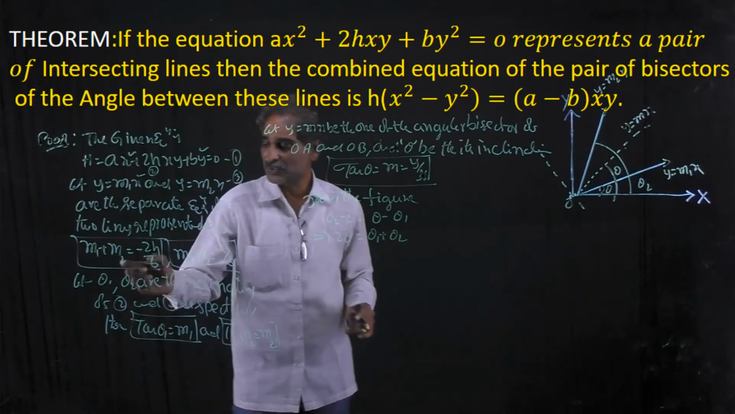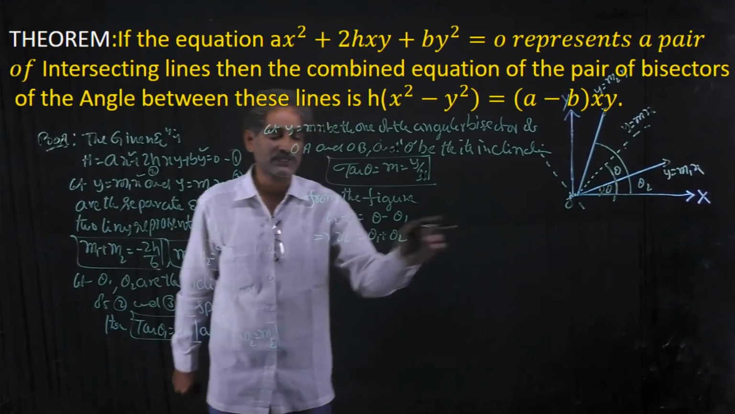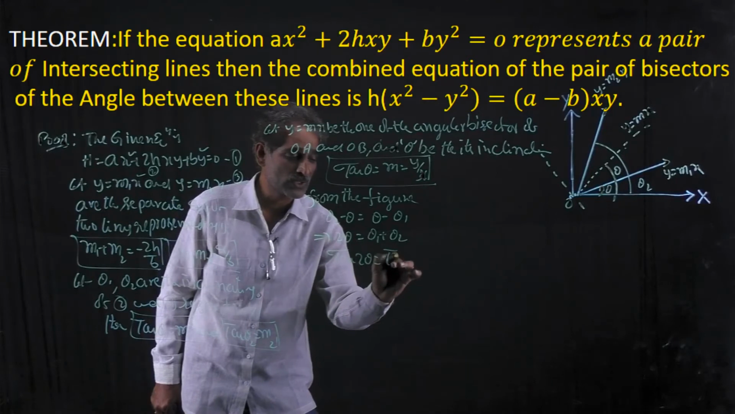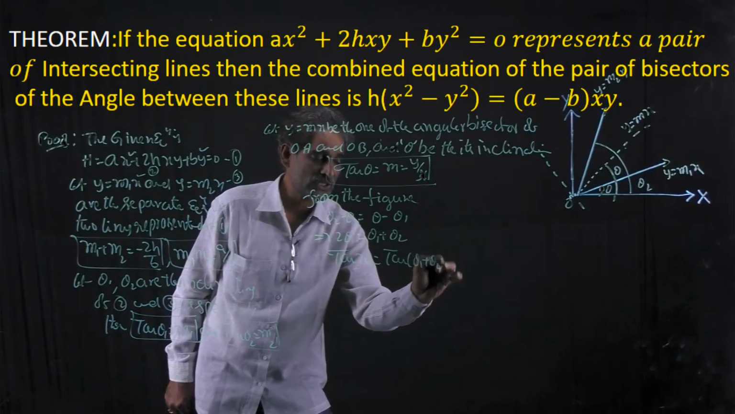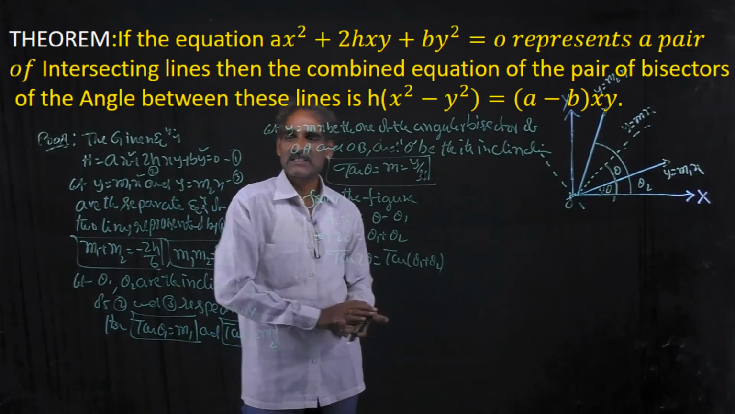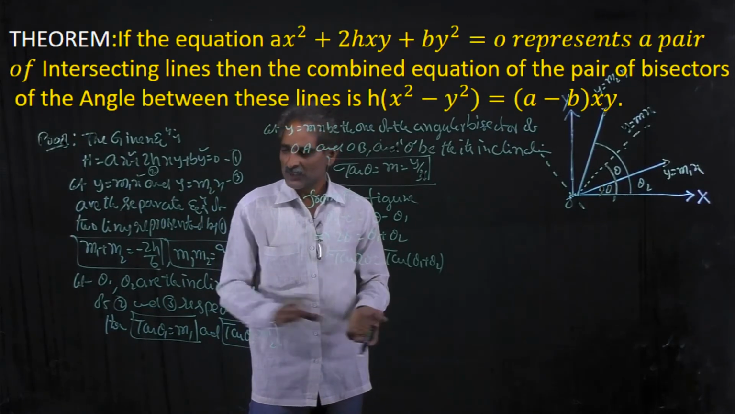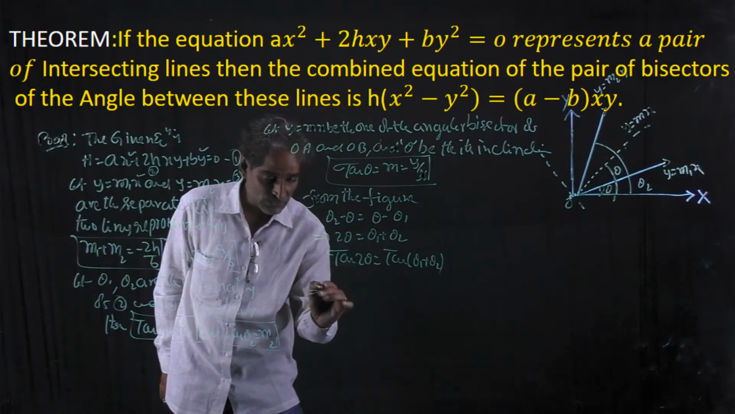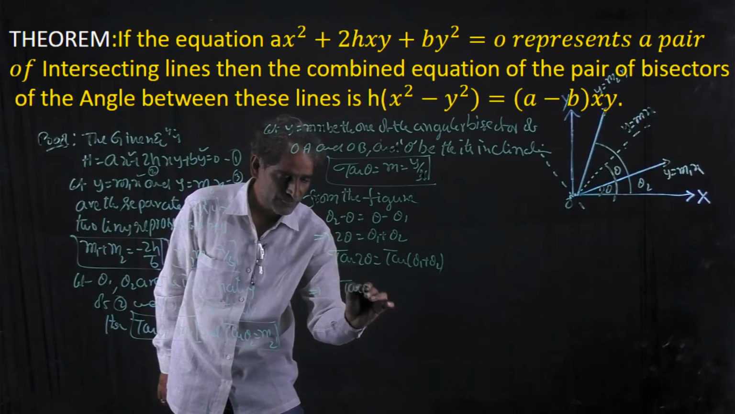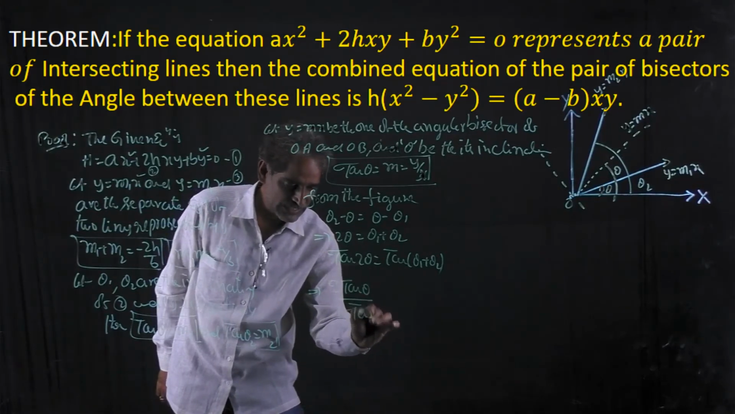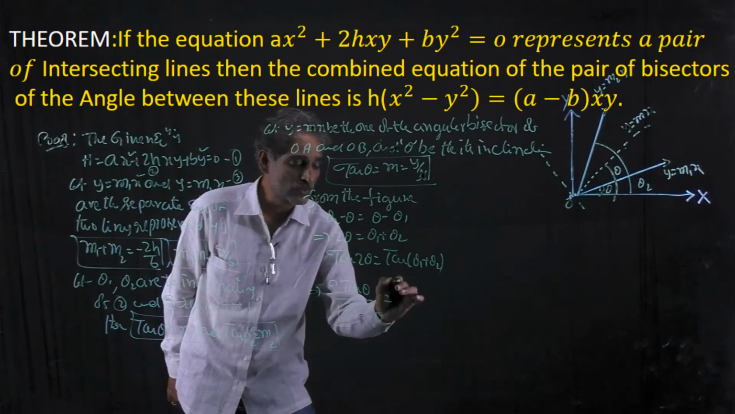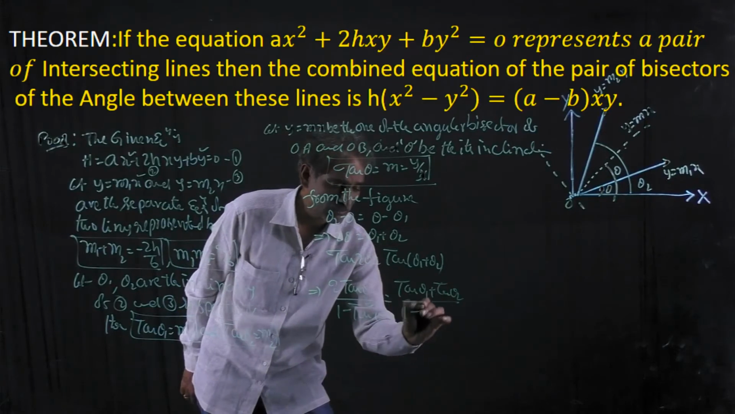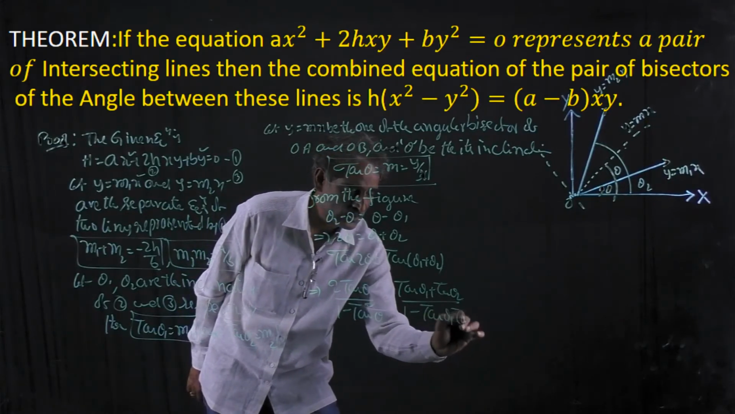You know the relation between theta 1 and m1. So just apply tan on both sides. So tan 2 theta is equal to tan of theta 1 plus theta 2. We have to express in terms of h, x, y, a, b. So write down the formula for tan 2 theta: 2 tan theta by 1 minus tan square theta, that is equal to tan theta 1 plus tan theta 2 by 1 minus tan theta 1 into tan theta 2.